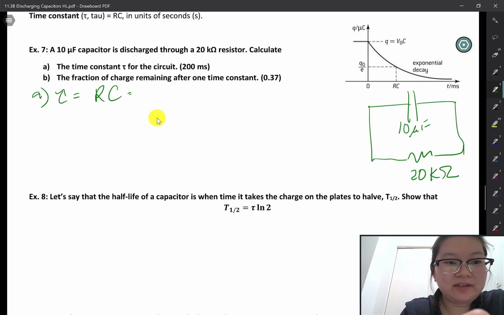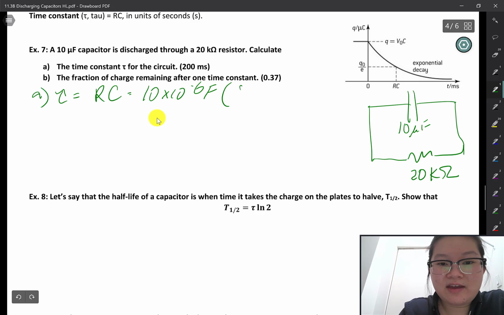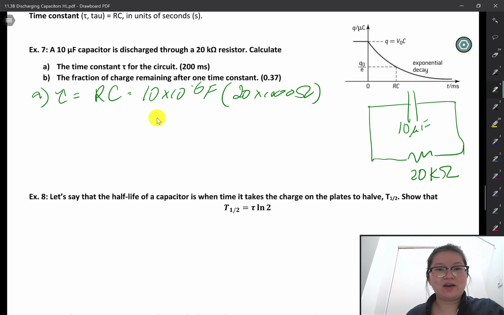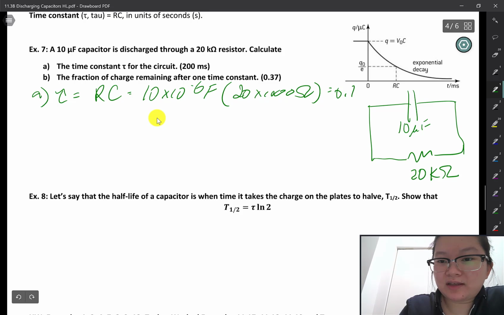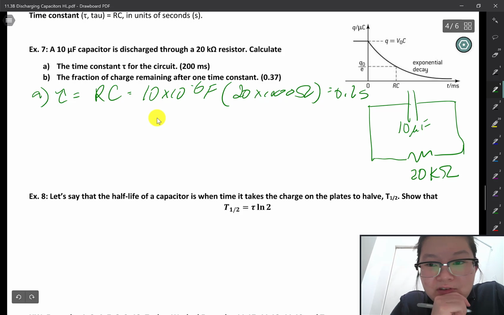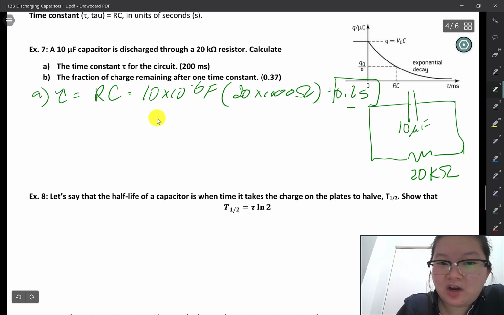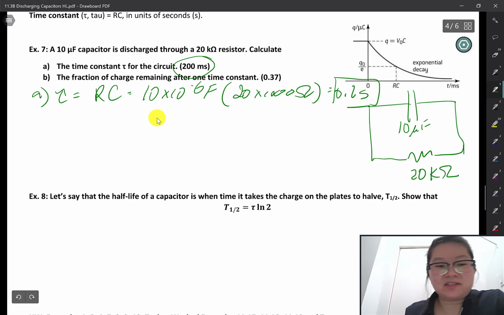So let's go ahead and calculate this time constant. We have 10 times 10 to the power of negative 6 farads, which is the micro, and then 20 kilo ohms is 20 times 1,000 ohms here. Did I say ohms before? Sorry, that was farads. Okay, so after we calculate this out, I get 0.2 seconds. There are no significant figures, so I'll just write 0.2 seconds, which is also 200 milliseconds. It's the same thing, okay?